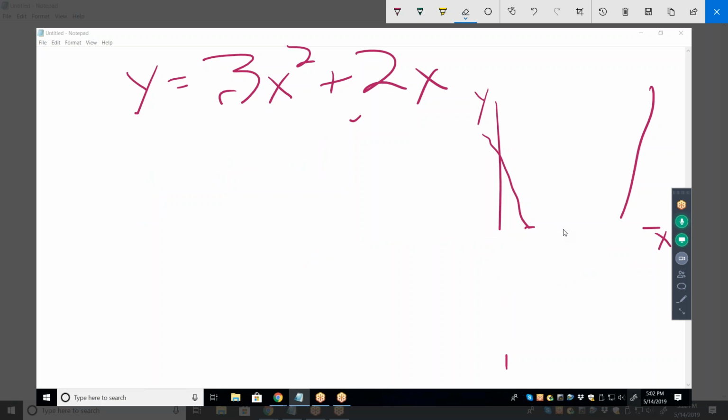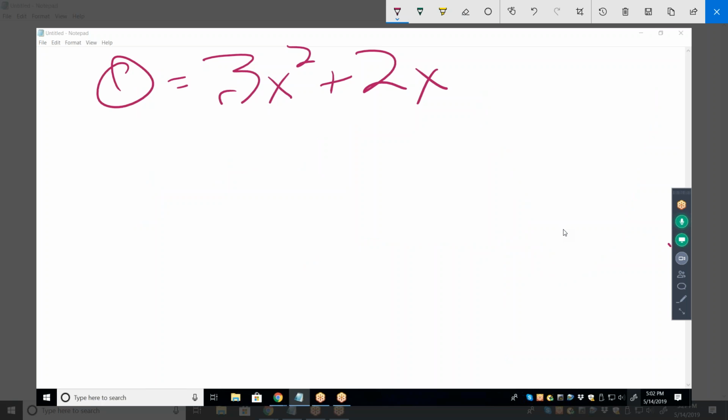Substitute y for 0. Exactly. So I'm going to substitute 0 for y. Now how do you solve this quadratic? You divide 2 by 2 and square it. No. Now, hold on a second. What's different about this quadratic from a typical quadratic? There's no constant. Yeah.